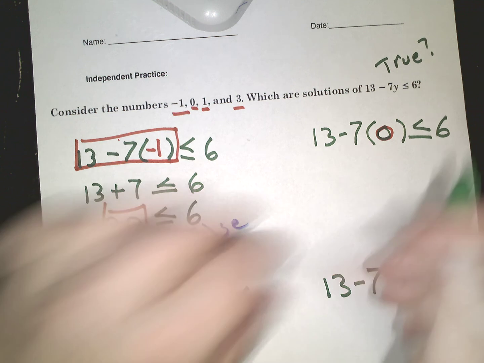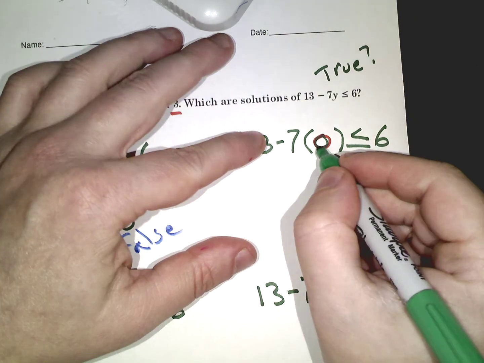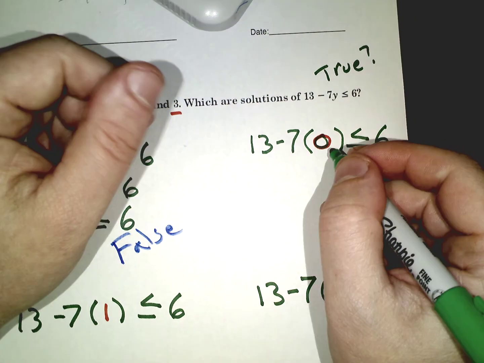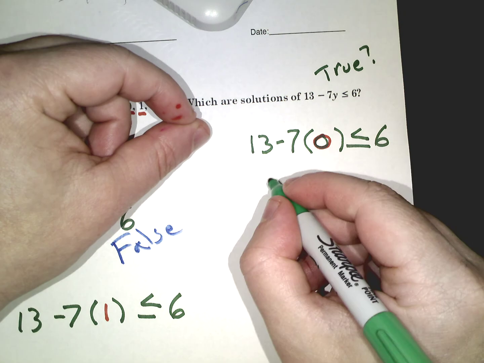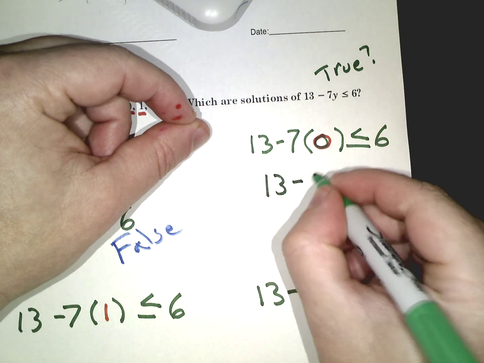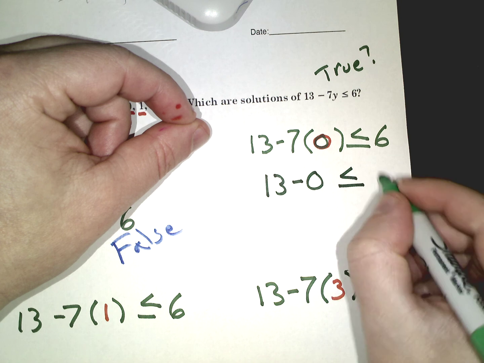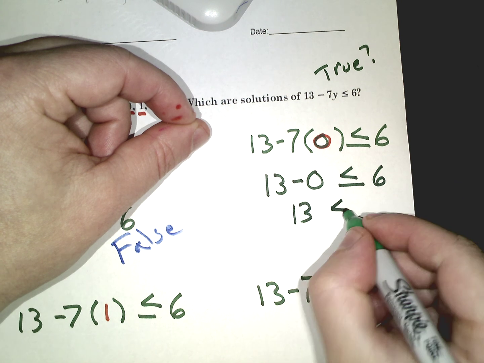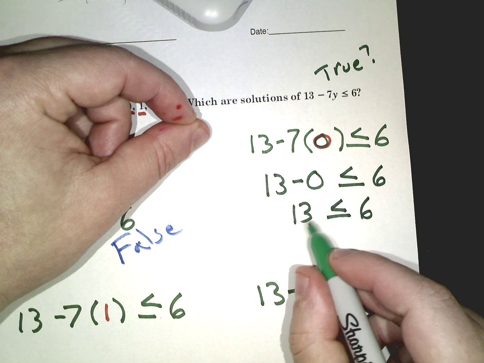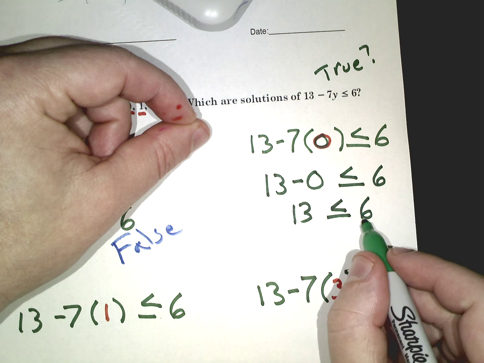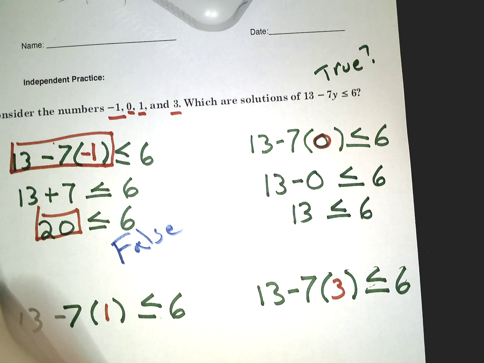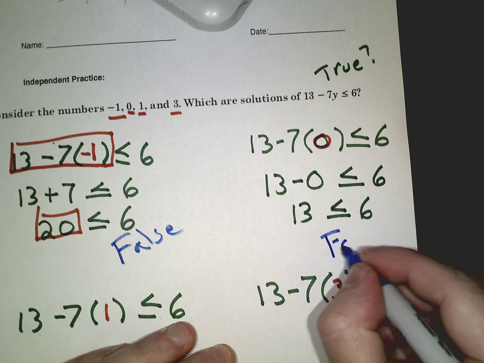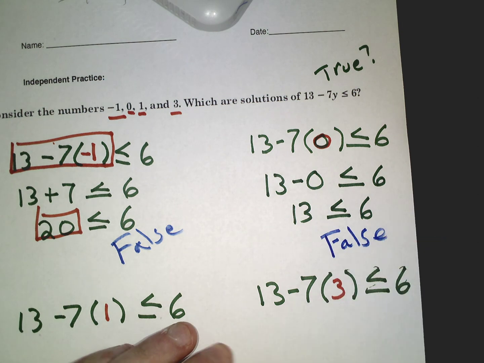Okay, let's do this next one. -7 times 0. Well, anything times 0 is just 0. So 13 minus 0 is less than or equal to 6. 13 minus 0 is just 13. Is 13 less than or equal to 6? Nope. Sorry, buddy. False. Next one.